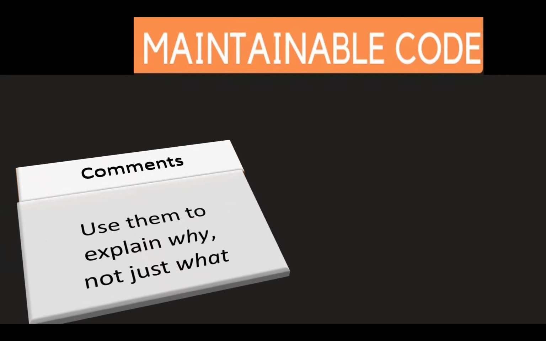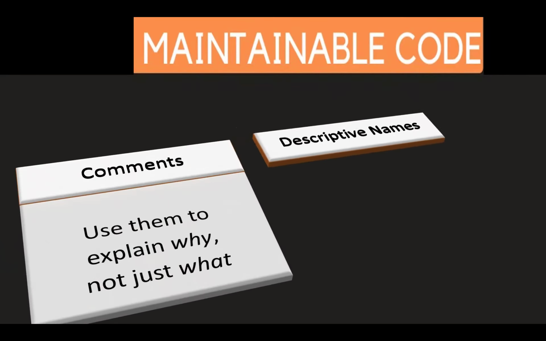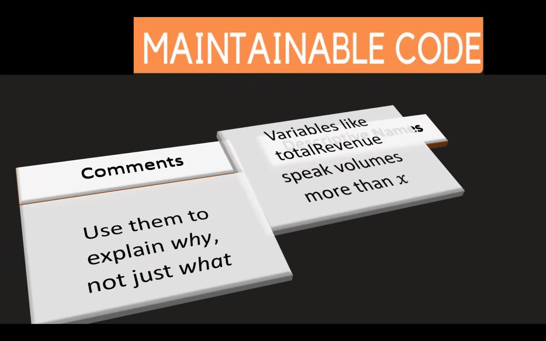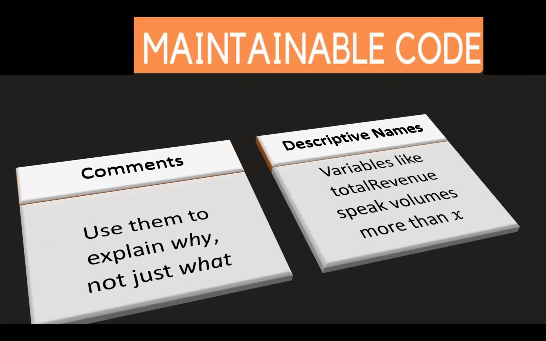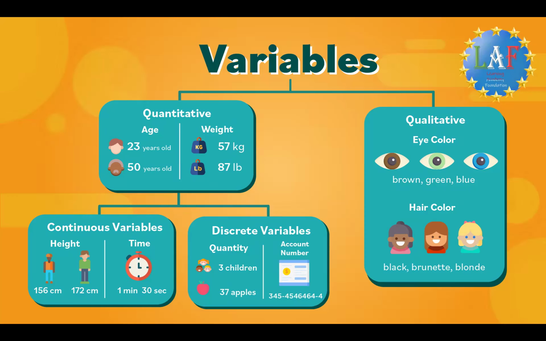And then descriptive names. Variables like totalRevenue speak volumes more than just x. The variables can be divided into quantitative and qualitative. Quantitative, for example, age, 23 years old, 50 years old, and weight, 57 kilograms, 87 pounds.